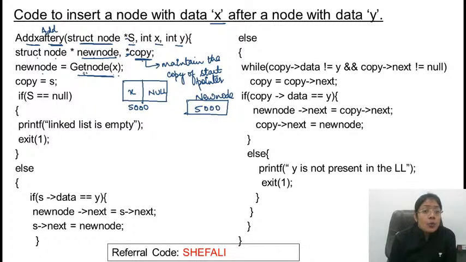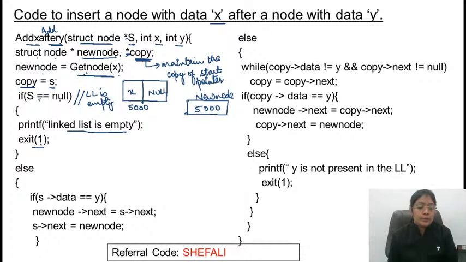After that, what is copy? Copy is a copy of the start pointer. So copy किसको, copy के अंदर क्या address आएगा? That is the first node of the linked list which is passed here. If s is equal to null, this means this is a case of when linked list is empty. So if s is equal to null, it will simply say that linked list is empty and it will exit from the function.